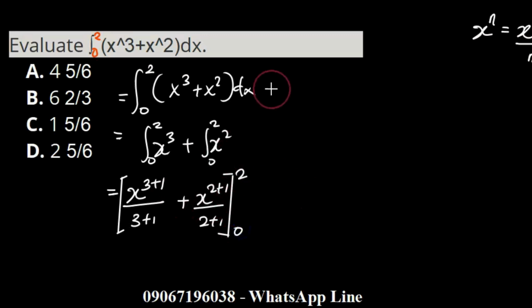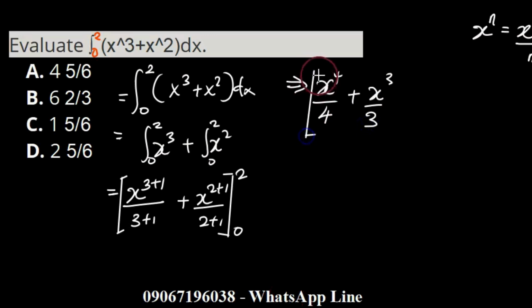How do we express this? So let's move on. This can be written as x to the power 4 over 4 plus x to the power 3 over 3. Remember, within the boundary region of 2 and 0. Upper boundary 2, lower boundary 0. How do we now express this? Okay, so we could decide to solve this.